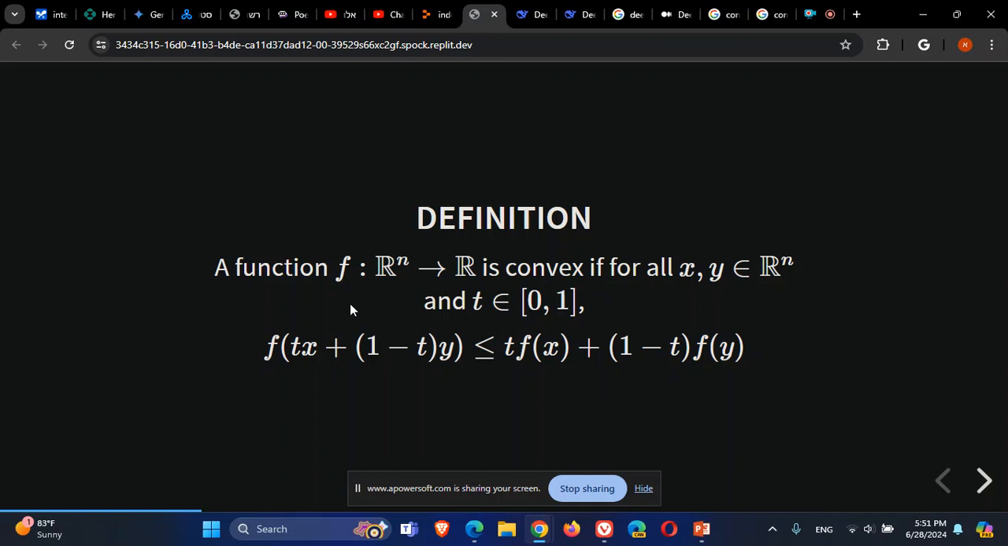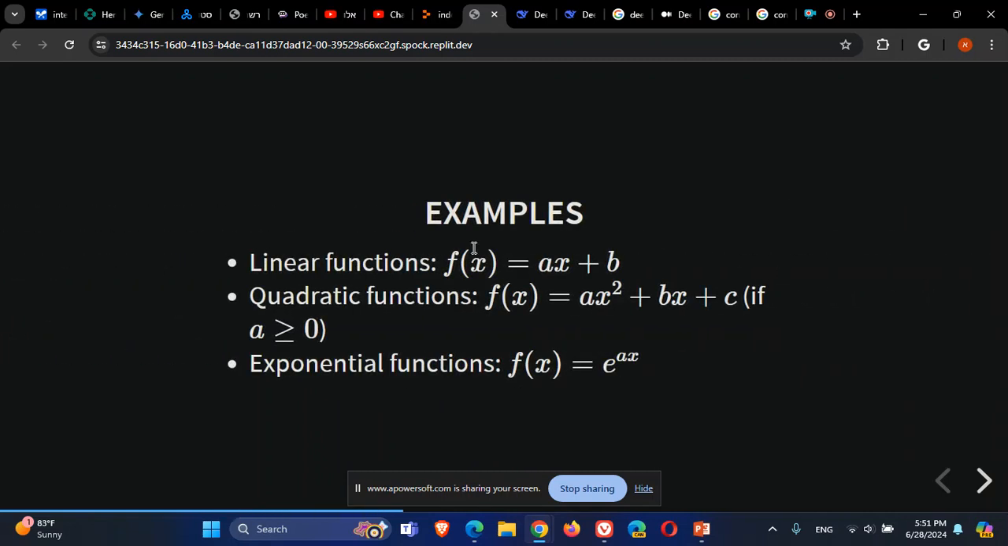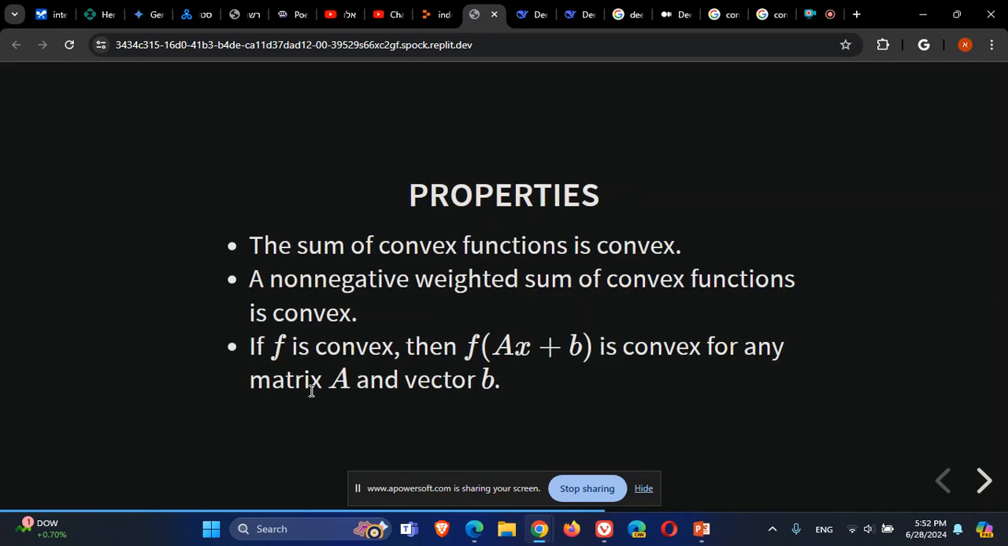And you can see the formal definition: a function from the real numbers to the real numbers is convex if for every 2 points on the function and a value theta between 1 and 0, this holds, which means what I told you. For example, you can see the linear function, a quadratic function, an exponential function, x squared, and properties.